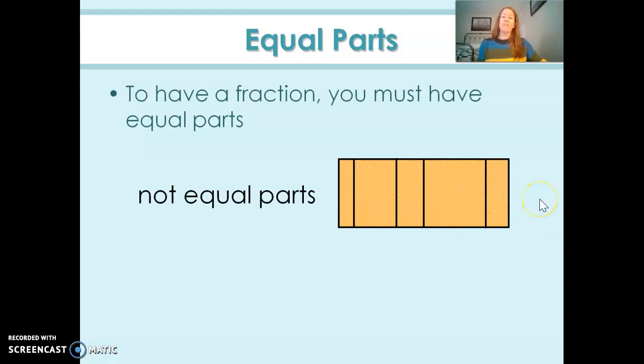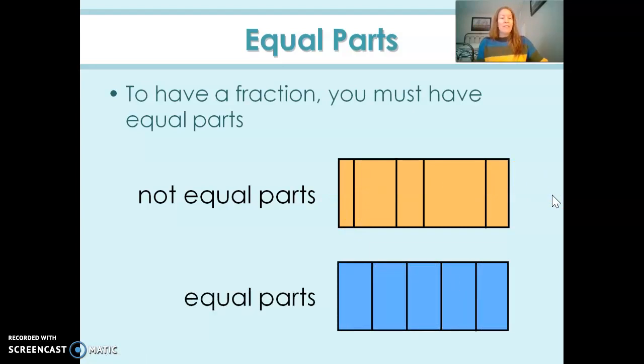So this is a picture of not equal parts. This wouldn't be very fair if you were splitting a chocolate bar with 5 people. This person would be very lucky because they would get the biggest part of the chocolate bar, but this person, not so much. So that doesn't really look equal. This is a better example of equal parts where all 5 people get the same amount.